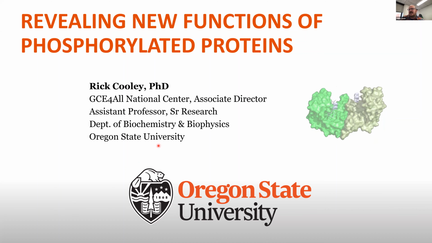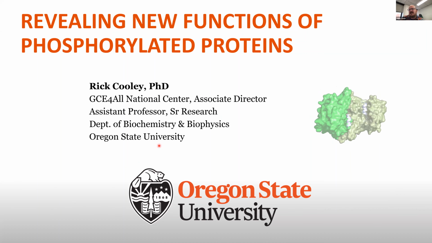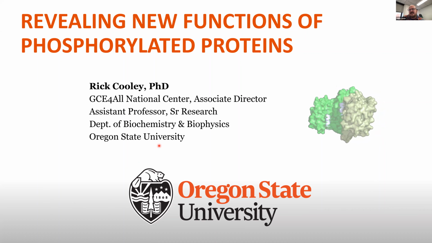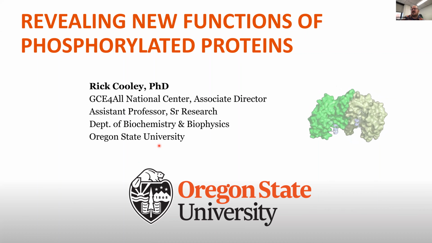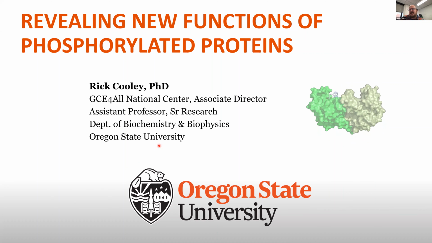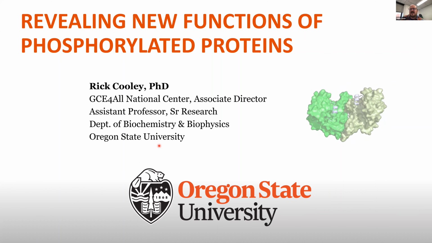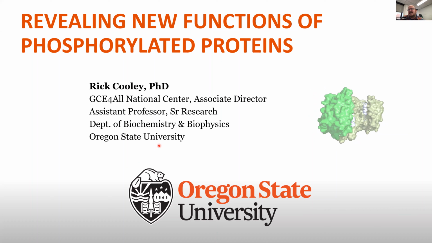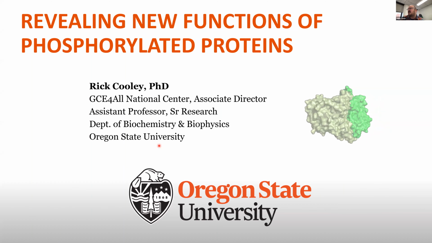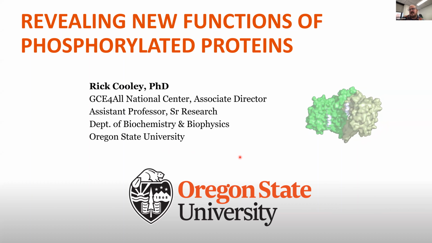So Rick received his bachelor's in chemistry from Middlebury College in Vermont. He then went on to get his PhD at Oregon State University under the guidance of Andy Karplus and Dan Arp. He then did a postdoc at Cornell University in Ithaca with Holger Sondermann before returning to OSU as an assistant professor in 2016. So he's been prolific in publishing and also being funded along the way, including now as part of the GC for All team.